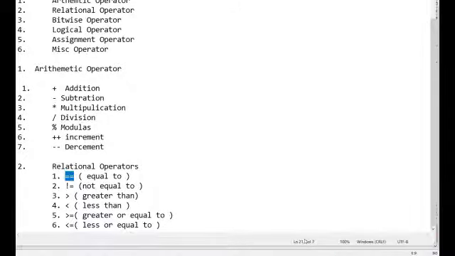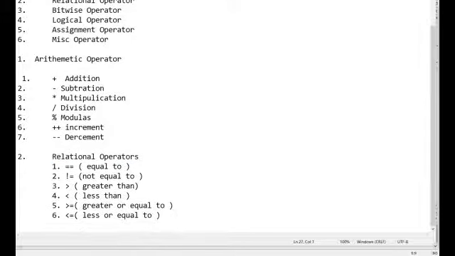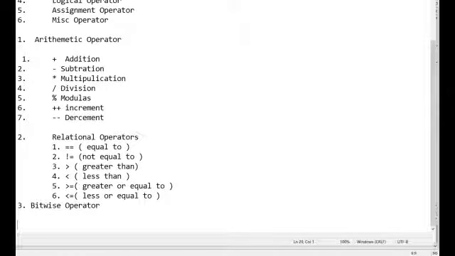In the last lecture, we have taken the arithmetic operators and relational operators, and we have seen examples related to both categories. In today's lecture, we are going to see the third category, which is bitwise operators. What are bitwise operators?